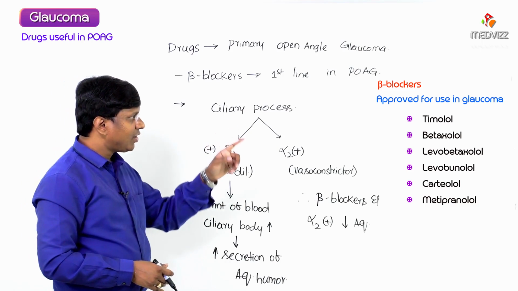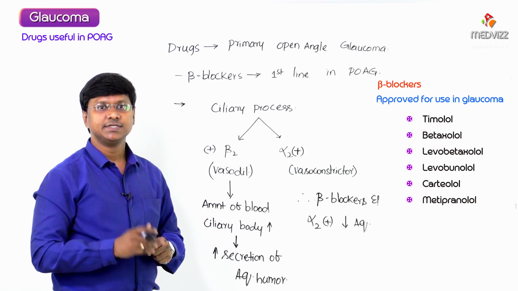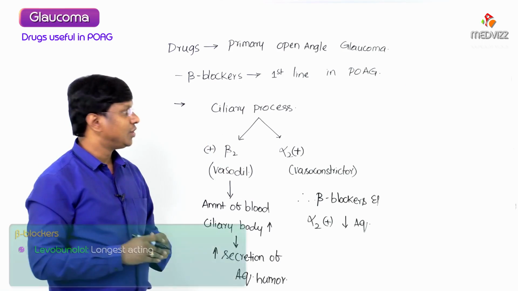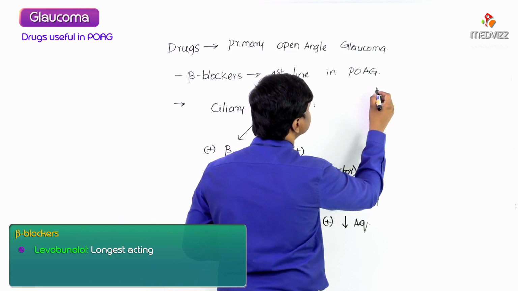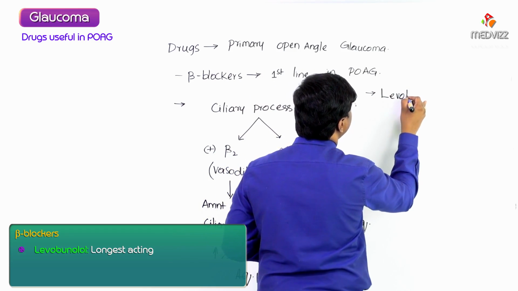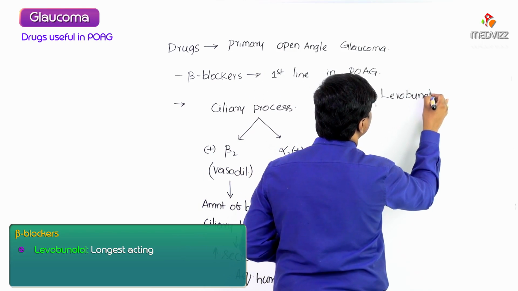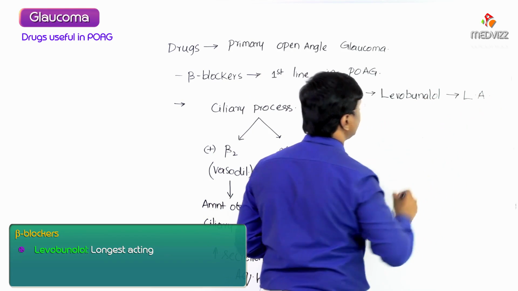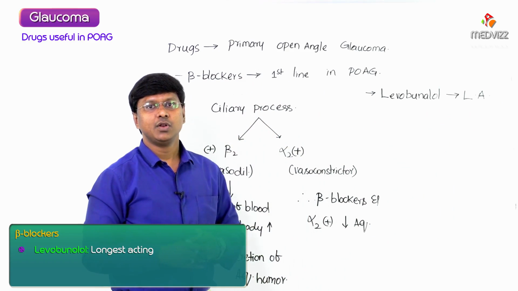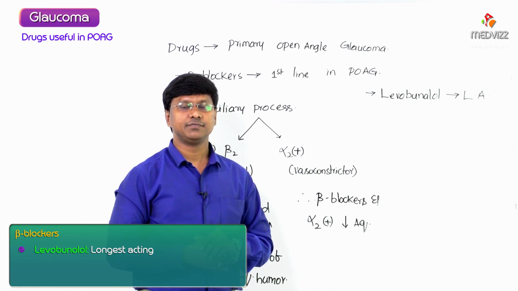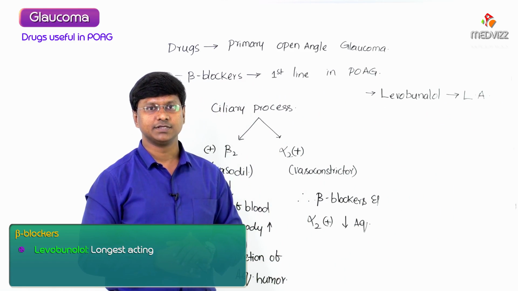Now, among all these beta blockers, remember it is levobunolol which is longest acting. Remember this point. Levobunolol is the longest acting beta blocker which is used in the treatment of glaucoma.